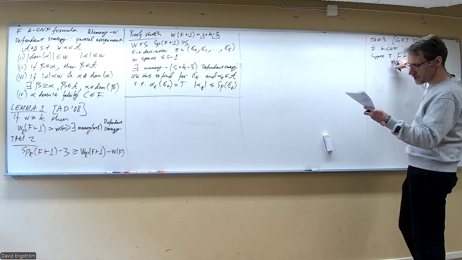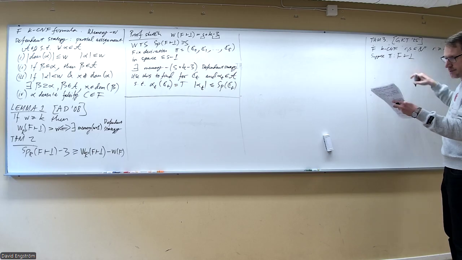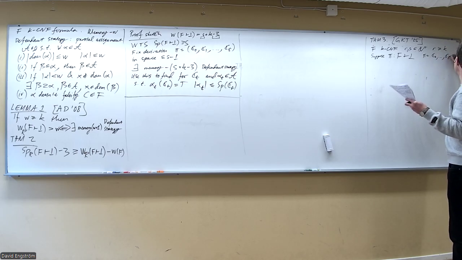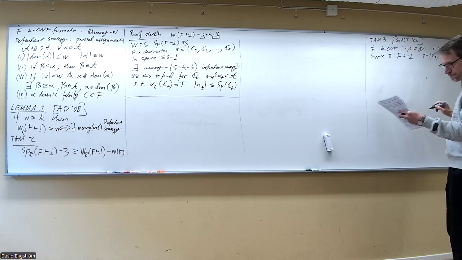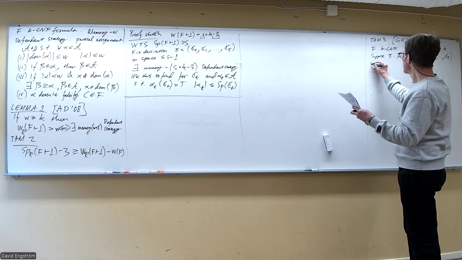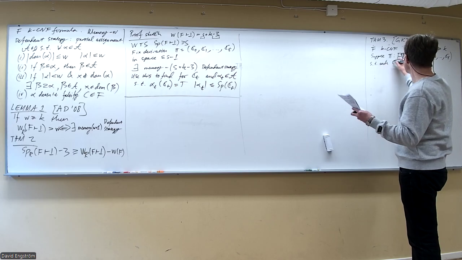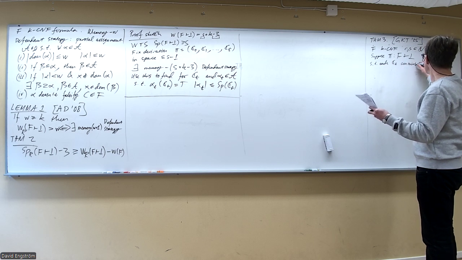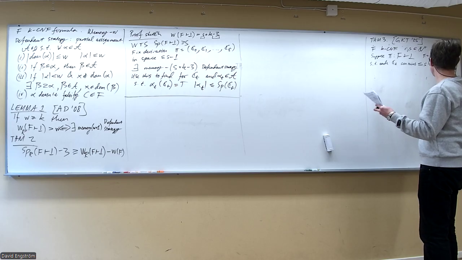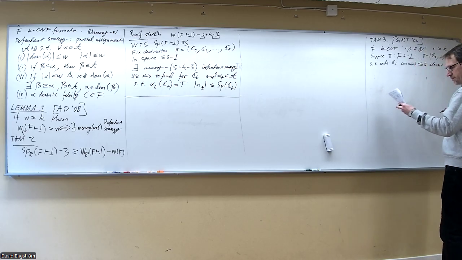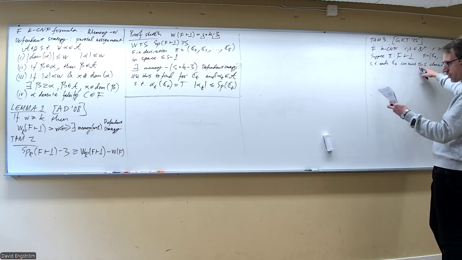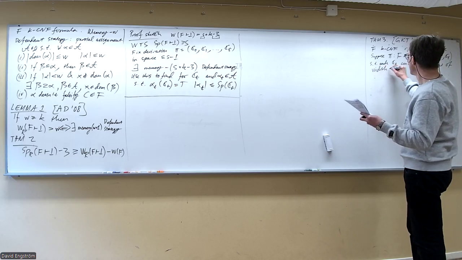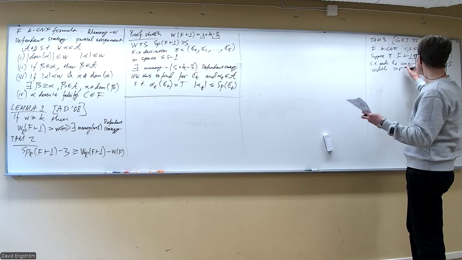Suppose that we have a refutation pi such that each configuration contains less than S clauses, less than or equal to at most S clauses, of width strictly larger than R. Okay.